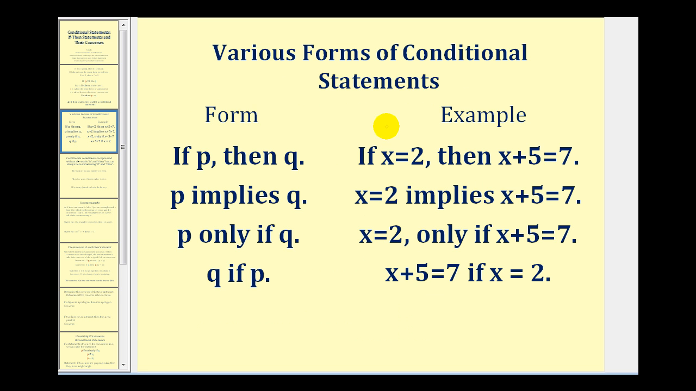Now, conditional statements can also take on a variety of forms. It doesn't always have to be in the form of if P, then Q, as we see here from the previous screen. So if x equals 2, then x plus 5 equals 7 could be expressed in the form of P implies Q, or x equals 2 implies x plus 5 equals 7, or P only if Q, where x equals 2 only if x plus 5 equals 7, and we can also say P if Q, meaning x plus 5 equals 7 if x equals 2.